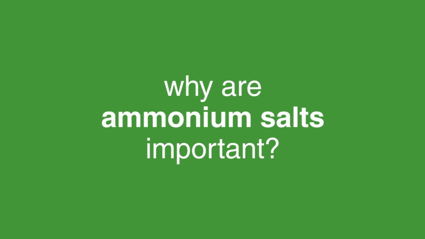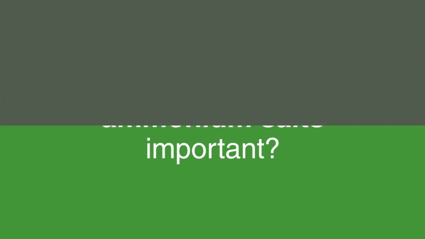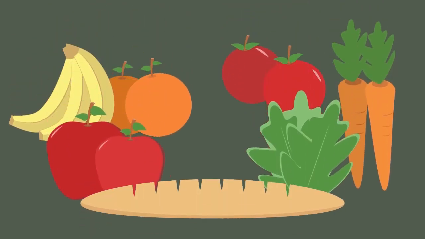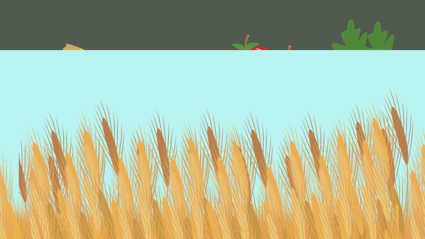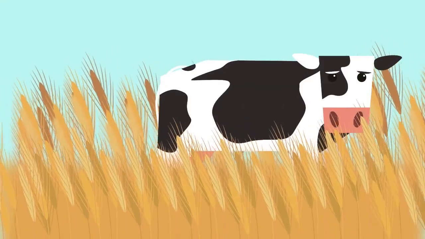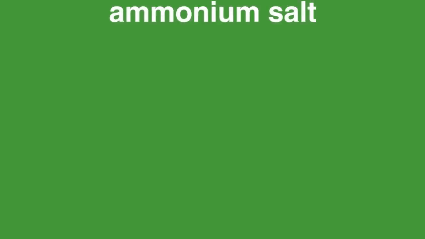Why are ammonium salts important? Well, if you've eaten anything before studying today, whether it was fruit, vegetables, bread, or something more processed, at least some of the crops that were grown to make your food, or perhaps feed the animals that went into your food, were almost certainly fertilized using an ammonium salt. To understand something, we need to know how it's created, so let's start there.